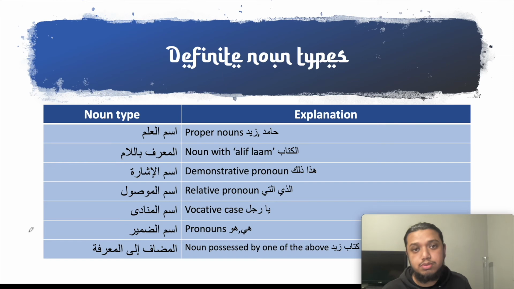Ism al-alam is a proper noun. Al-mu'arraf bil-lam is a noun with alif lam attached. Ism al-ishara is a demonstrative pronoun. Ism al-mawsul is a relative pronoun. Ism al-munada is the vocative case. Ism al-dhamir is a pronoun. And al-mudaf ila ma'rifa is a noun which is annexed, owned or possessed by one of the above.